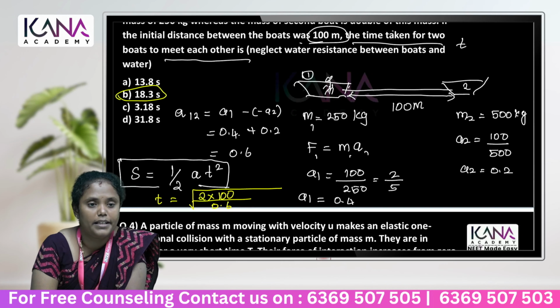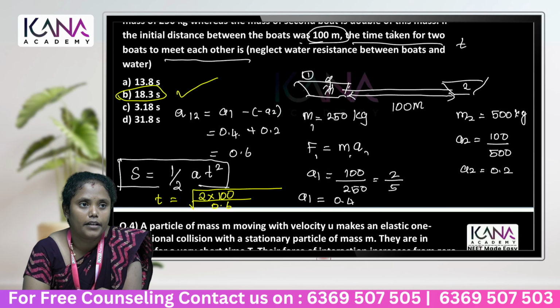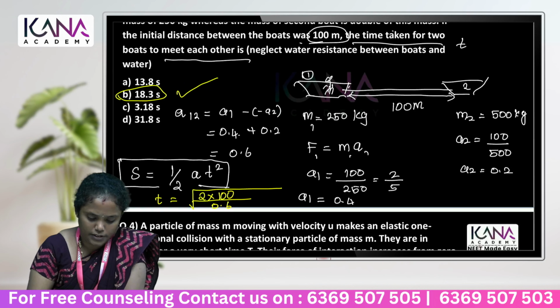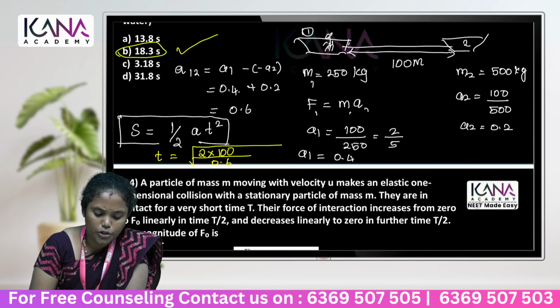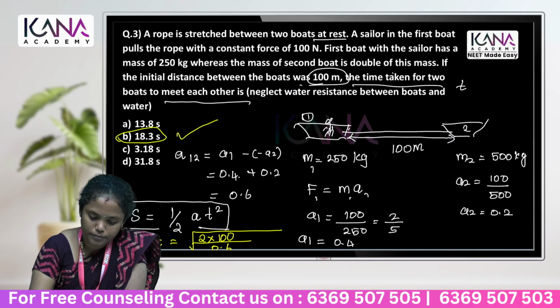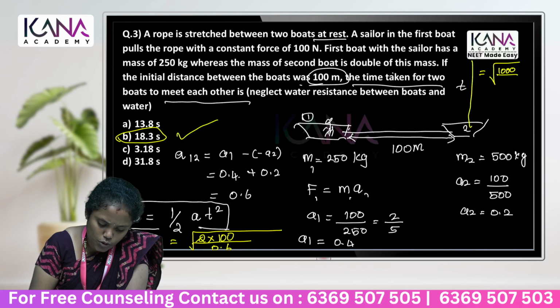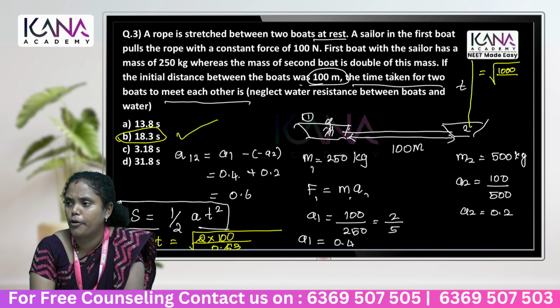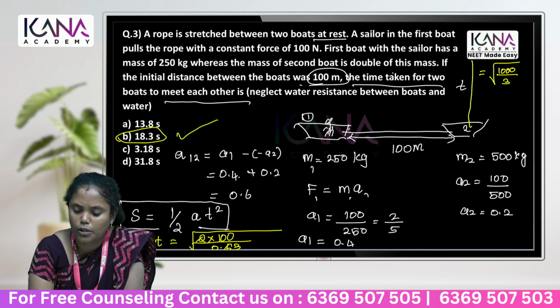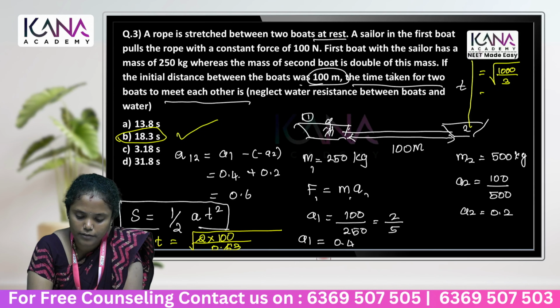Option B is right. Yes, dear, sure. Thus T is equal to 2 into root of 100 by 0.6. Solve it here. How can you simply write? 1000 by, when I cancel 2 on 0.6, 100 by 0.3. 100 by 0.3 can be written as 1000 by 3. 1000 is 10 into root of 10 by 3.